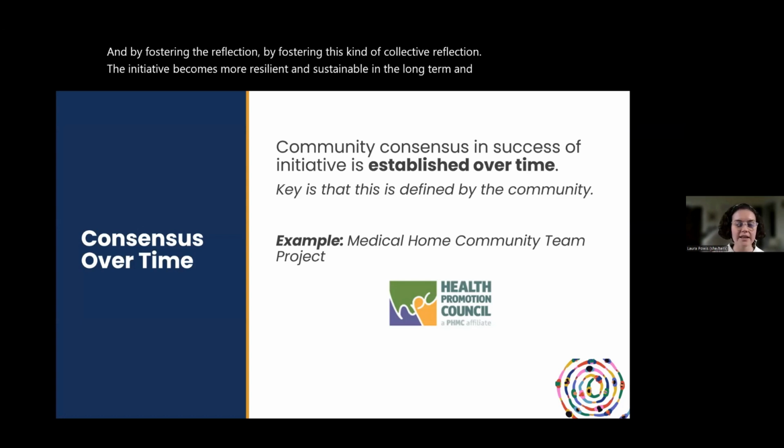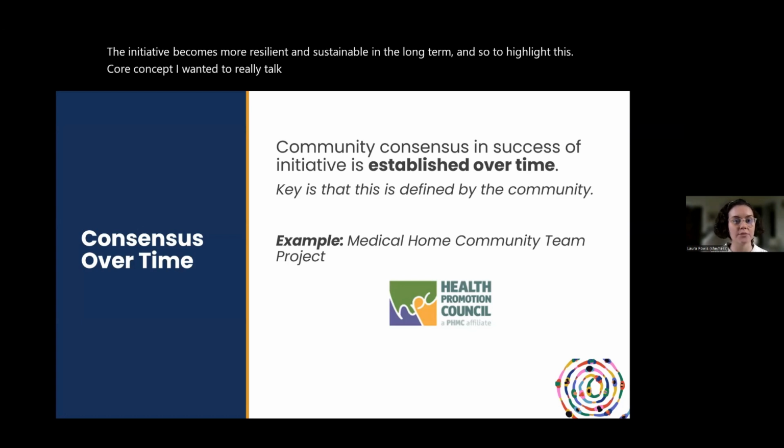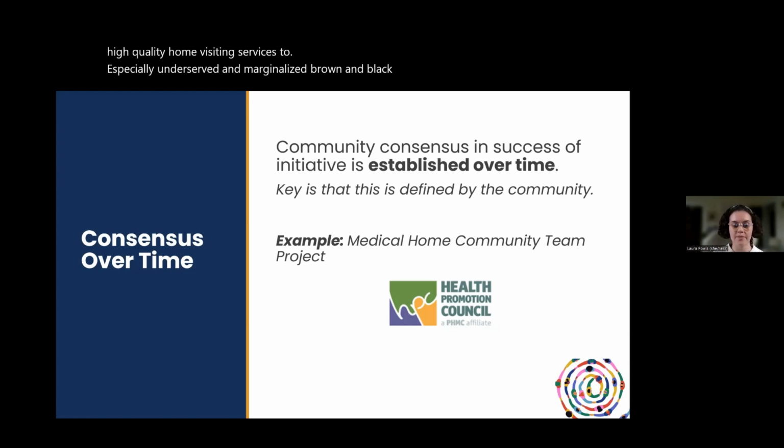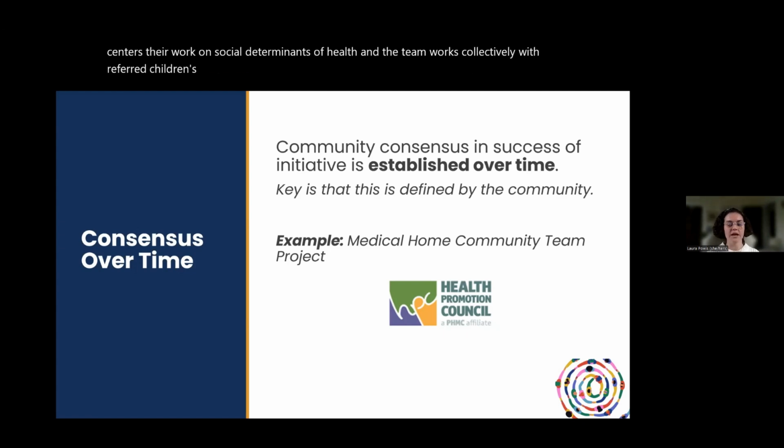And so to highlight this core concept, I wanted to talk about an example that we have in our AmChip Innovation Hub, which is our Medical Home Community Team Project. The Medical Home Community Team Project is based out of Philadelphia, and it provides intensive, homegrown, as they say, and high quality home visiting services to especially underserved and marginalized Brown and Black families in Philadelphia, and it centers their work on social determinants of health. And the team works collectively with referred children's pediatric medical homes and in equal partnership with all the families who are a part of the program to address the impacts of their health inequities.